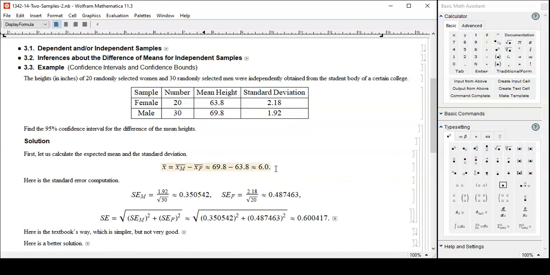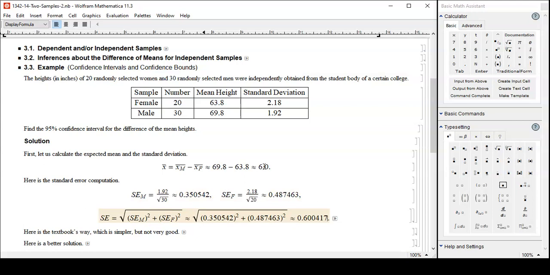There you go. Taking the difference, you get the center, the expected value of the difference. Now, as for the standard error, one for men and one for women, S over square root of n, S over square root of n, all right? And then use Pythagorean, and you get the standard error for the entire inference problem.